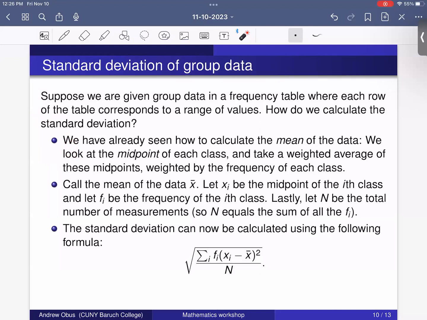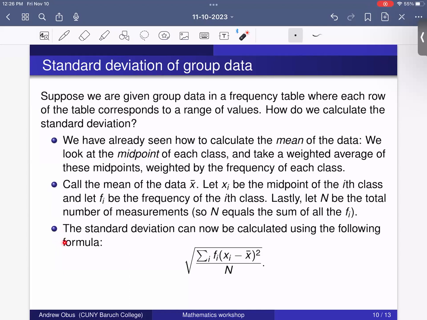The way that we calculate the mean of the data is we look at the midpoint of each class, and we take a weighted average of these midpoints weighted by the frequency of each class. So let's say that we have the mean, and we'll call it X bar like usual. If we let Xi be the midpoint of the ith class, and we let Fi be the frequency of the ith class, so each class has a midpoint and a frequency, and we let capital N be the total number of measurements, we know that the total frequency is the sum of all of the individual frequencies.